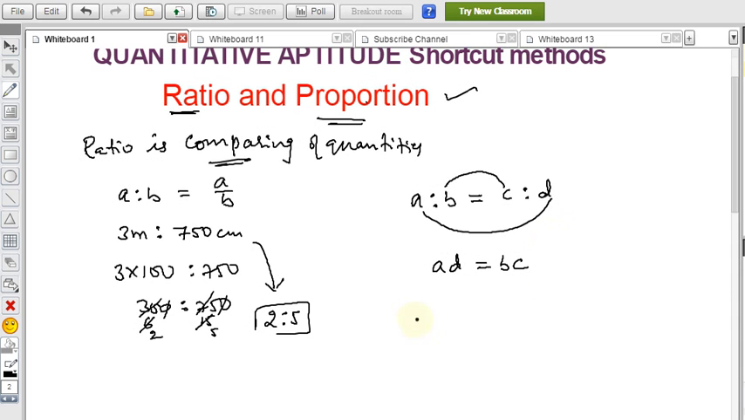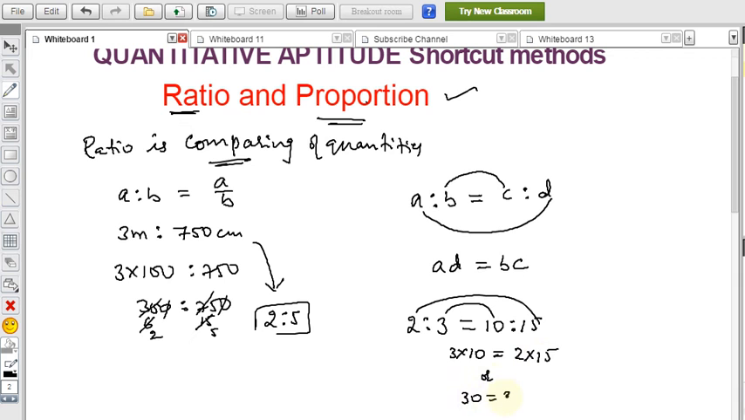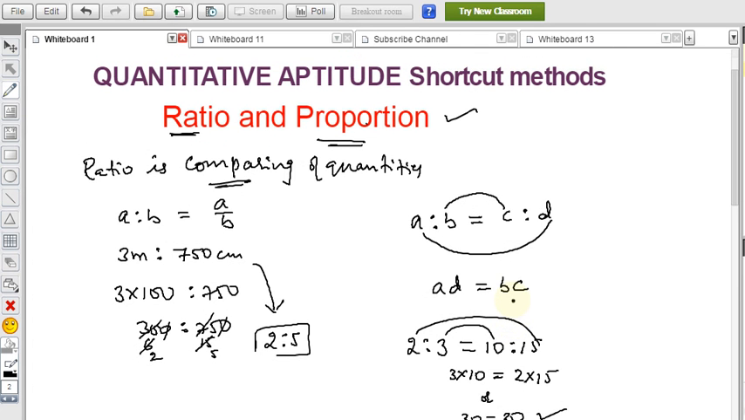For example, if you take 2 is to 3 equal to 10 is to 15, because the ratio is the same, then 3 into 10 is obviously equal to 2 into 15. So 30 is equal to 30. Based on this simple concept, I'll explain around 30 important problems from ratio and proportion, including shortcut methods for any competitive exams which will come from ratio and proportion for quantitative aptitude.